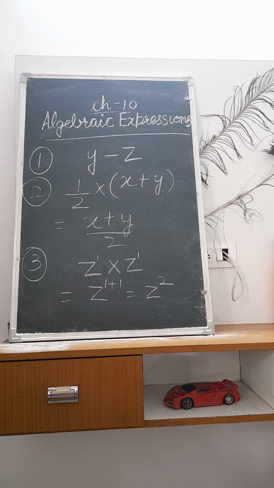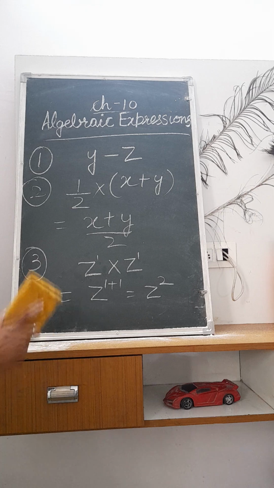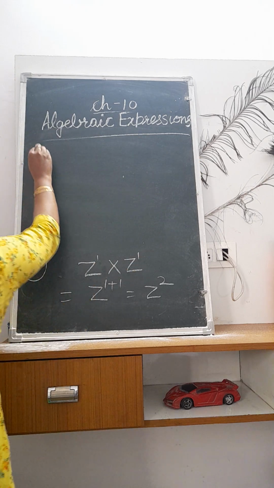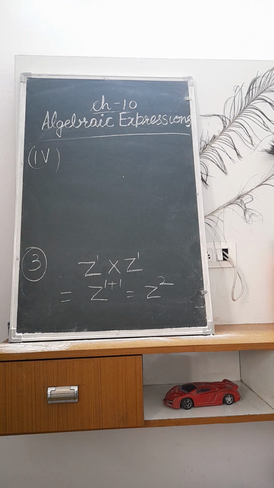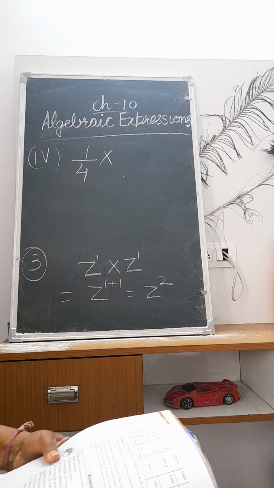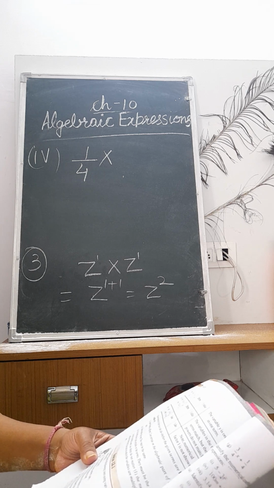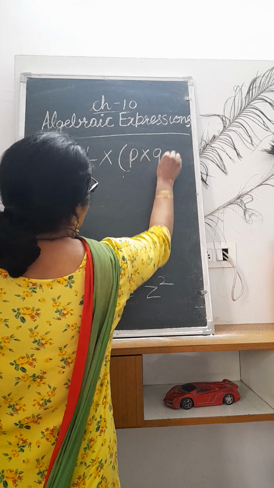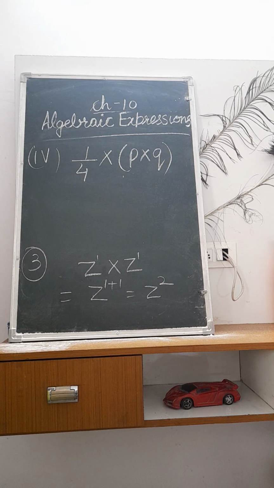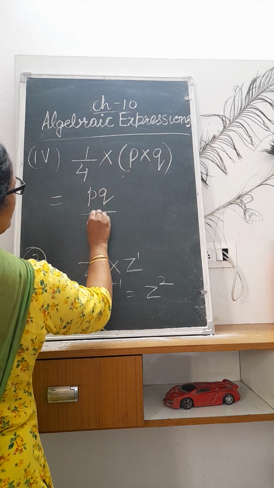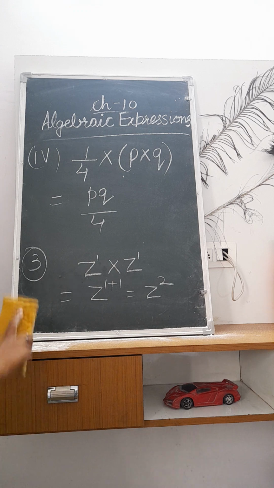Now let us do the fourth part. It is written: one-fourth of the product of numbers p and q. One-fourth means 1 by 4, of means multiply, and product means multiplying. So p into q, we can write pq. Multiplying by 1 by 4, we get pq upon 4. So this is the answer: pq upon 4.